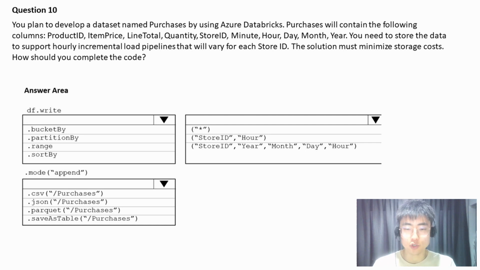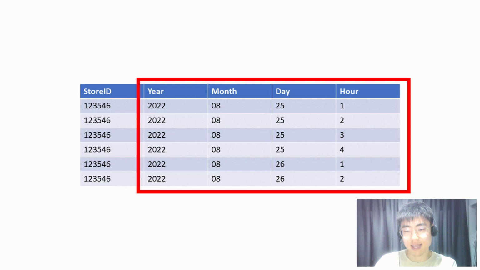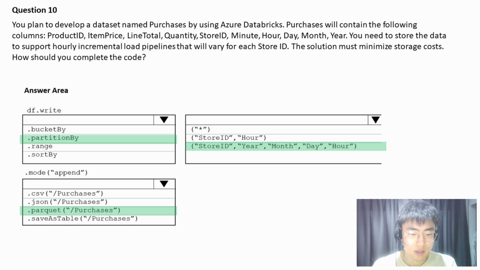But if you were to choose that, then it's of course partitioning by store ID and hour. And because hour gets repeated every day, hour 1 to hour 24, it will be partitioned that way, rather than each unique hour as time passes getting partitioned. So the way to do it is to have the hours and get them distinguished by the day and by month and by year. So the correct answer in the second box is the third one. And lastly, we know that we want our solution to minimize storage costs. And the command that satisfies that is parquet.